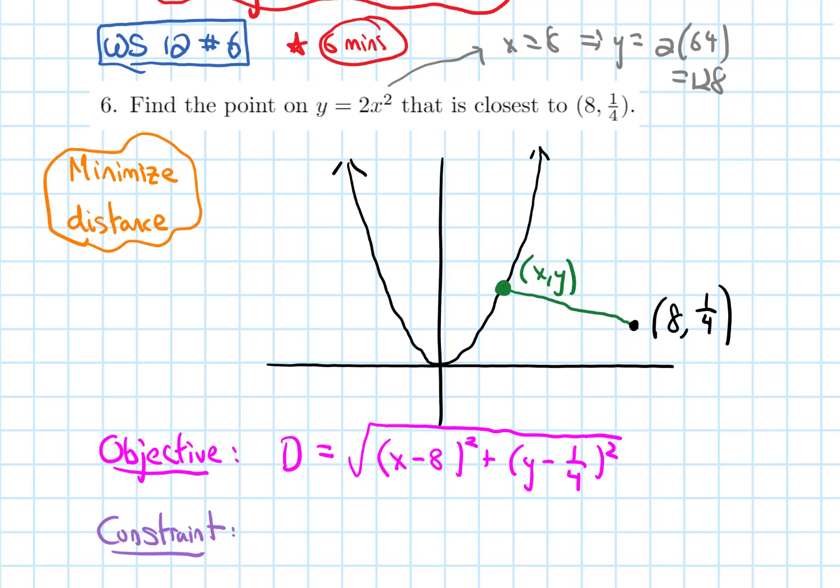So at this point, I want you to pause the video for 6 minutes to try this question. Pause it for 6 minutes and try this question on your own.